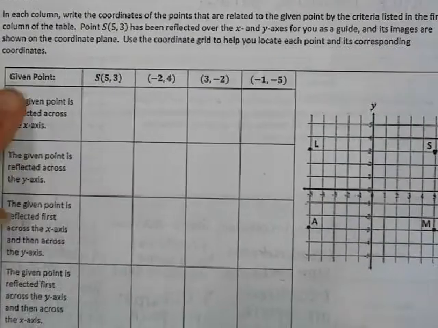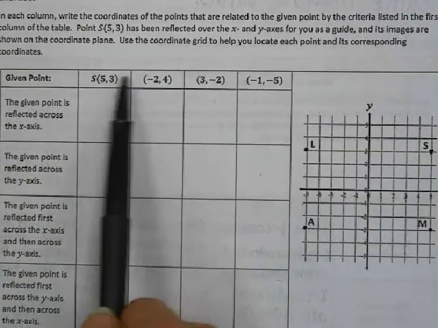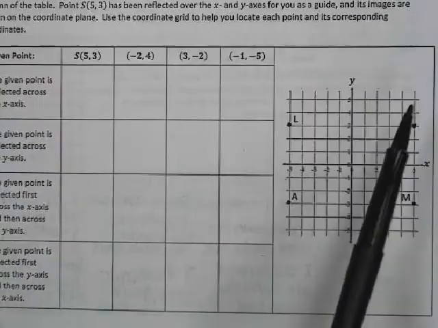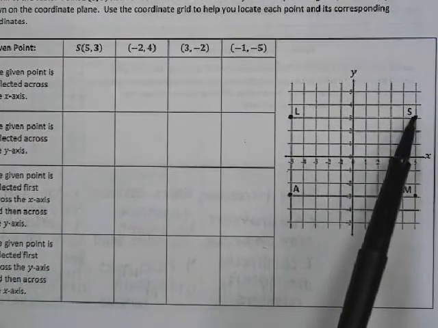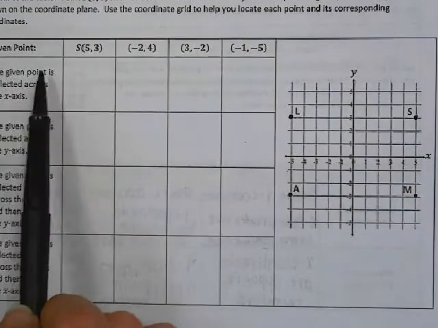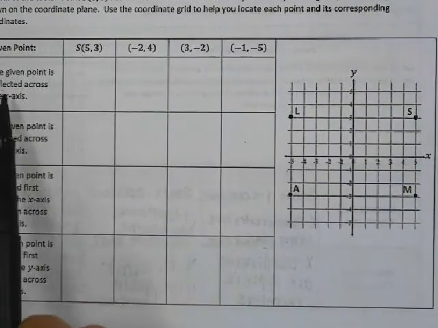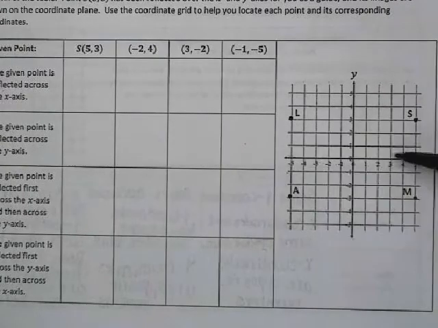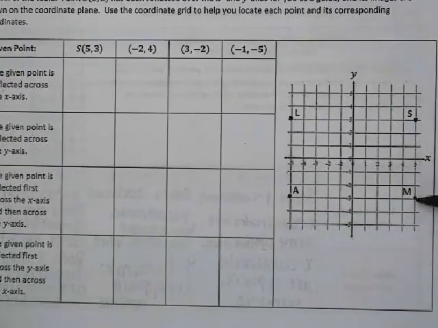So the first given point is S, 5, 3. And S is already graphed for us right over here. So they're asking us, what is the given point that is reflected across the x-axis? Well, I know my x-axis is right here, so the one that's across it would be point M.